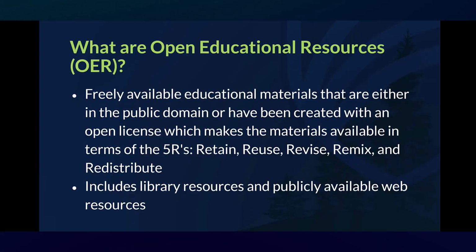UMA defines open educational resources as freely available educational materials that are either in the public domain, meaning creative works to which no intellectual property rights apply, or materials that have been created with an open license, for example, a Creative Commons license, which makes the materials available in terms of the 5 R's: retain, reuse, revise, remix, and redistribute.